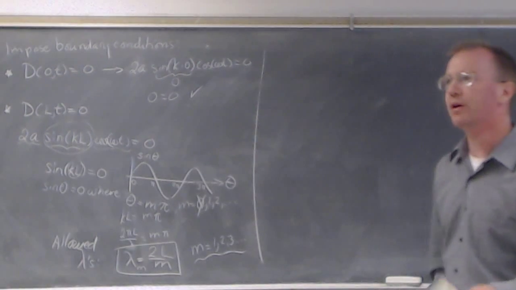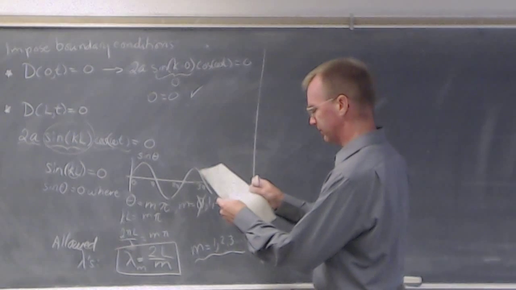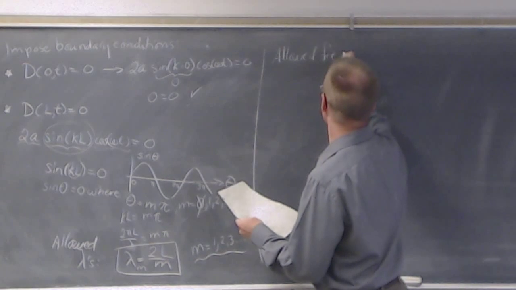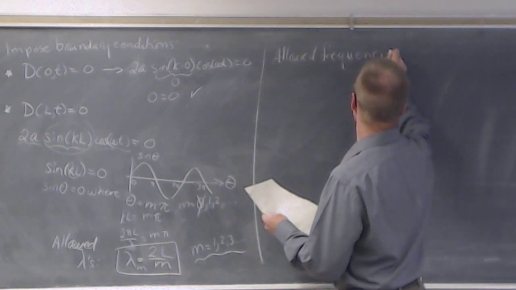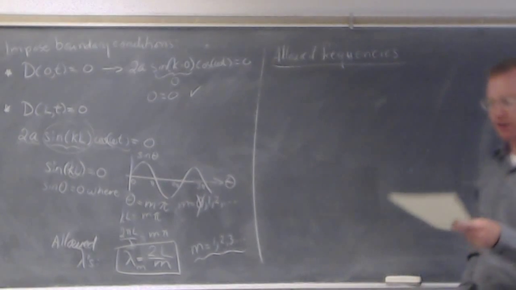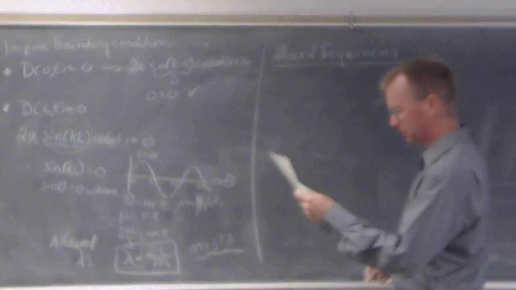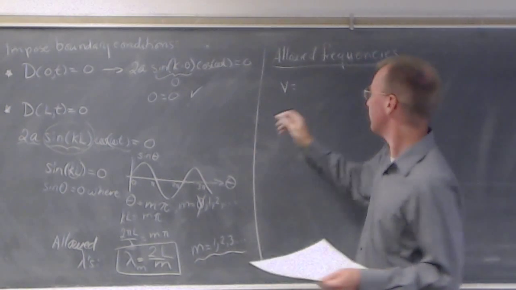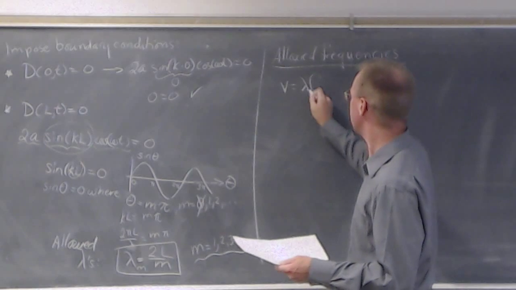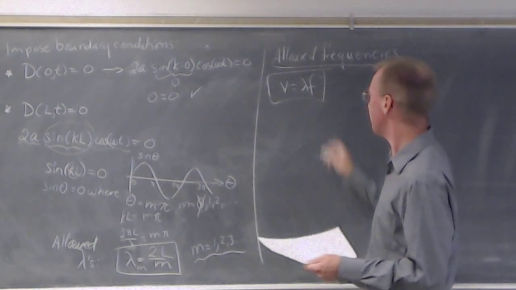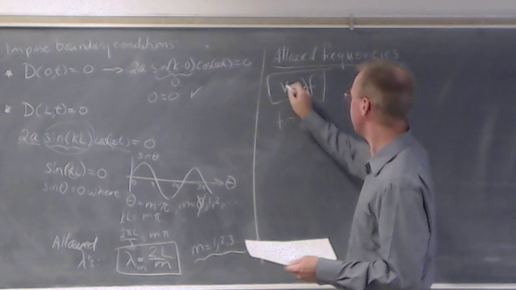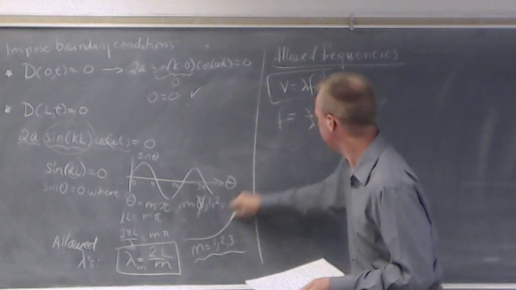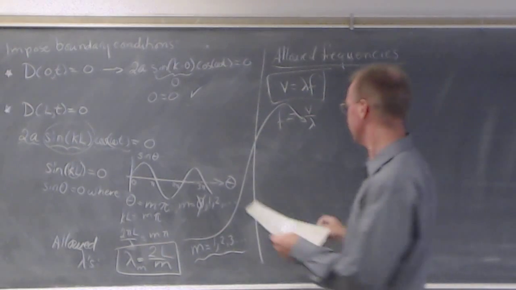Let's see, what's visible? Allowed wavelengths there. Allowed frequencies. Okay. So, we know that frequency and wavelength are related. V equals lambda f. Important equation there. I want to find the frequency. So, that is V over lambda. I just pull in that equation for lambda.